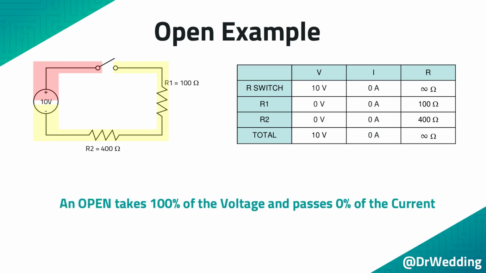So, the easiest way to think about an open is that it takes 100% of the voltage and passes 0% of the current.